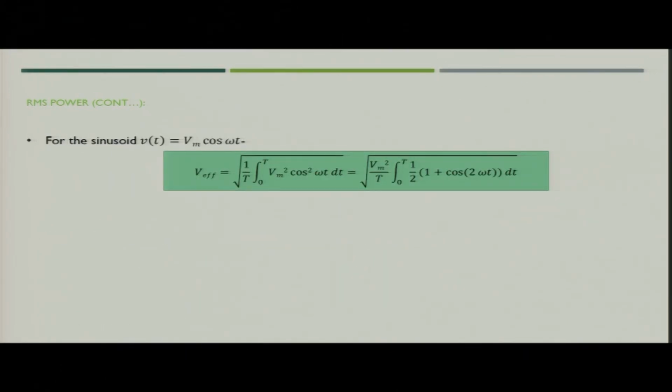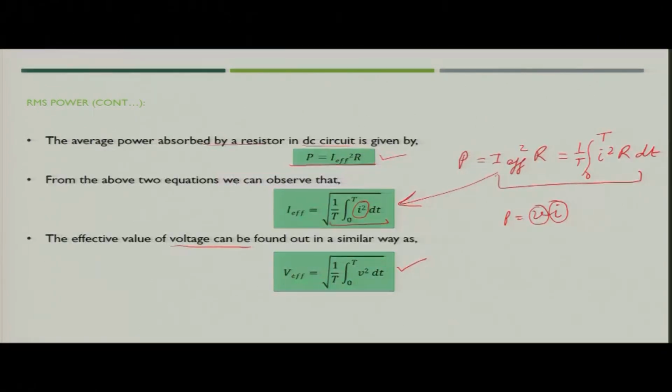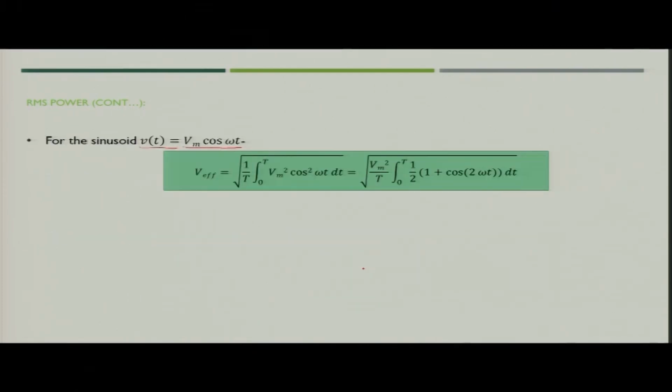Now, we know that the sinusoid V(t) is Vm cos omega t. This is what we generally take as a starting point for deriving the various equations. So, let us take the same example for sinusoid, that is V(t) is equal to Vm cos omega t. Now, if you put this value of V, because this is the instantaneous voltage and it is represented in the form of sinusoid, you will write V effective is nothing but 1 by T integral 0 to T Vm square cos square omega t, because there we have the V square term. So, this will become Vm square cos square omega t dt.